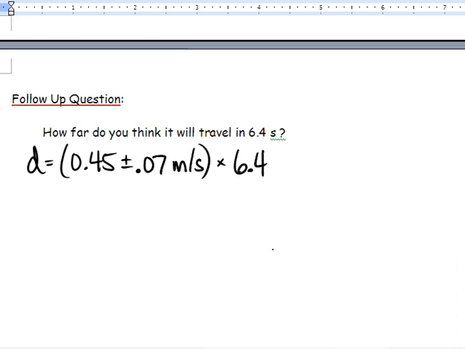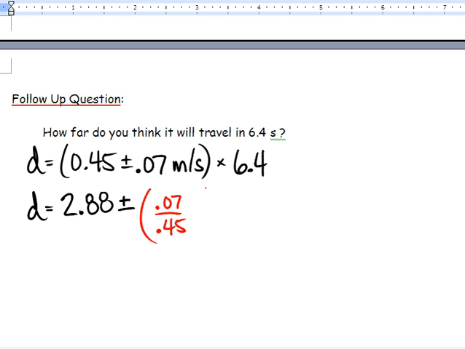So that's 2.88. That's our guess. We think the anteater's gone 2.88 meters, but there is some uncertainty. Remember, when we multiply, we have to deal with relative uncertainties, which means we take this uncertainty of 0.07, divide by the number in front, which is 0.45.